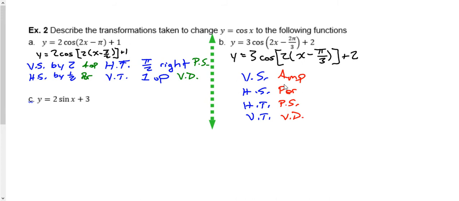So what do we have? Vertical stretch by 3, horizontal stretch by 1/2, horizontal translation pi over 3. Sorry, that's a pi. Let's try that again. Pi over 3 to the right. And of course, you have a vertical translation 2 units up.